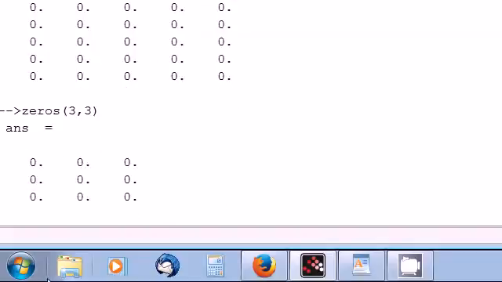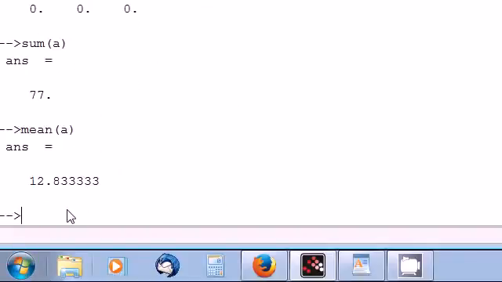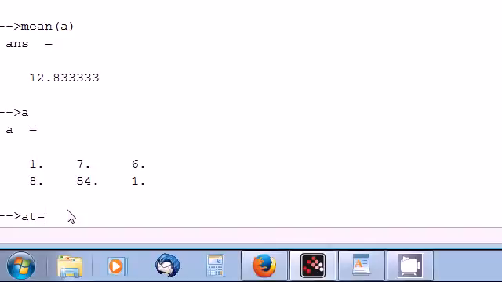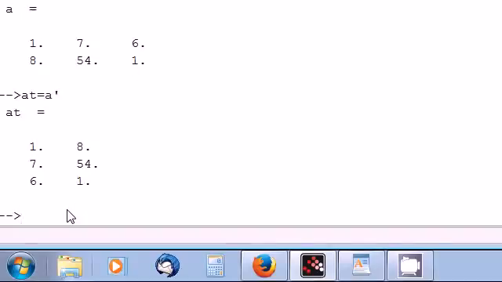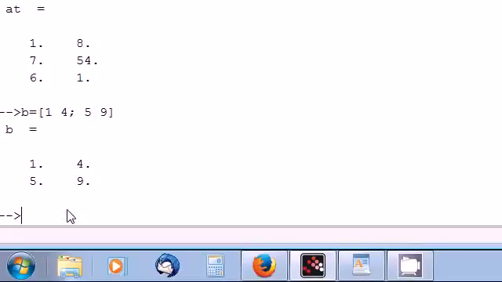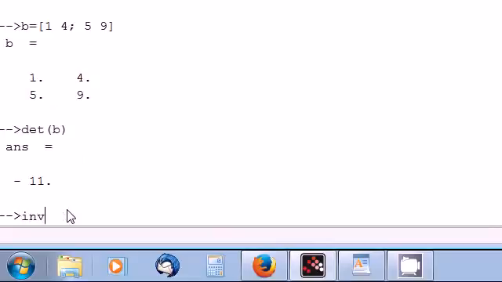Let's first of all again write A matrix and the transpose of the A matrix simply using this symbol, and here is the transpose, simply the rows and columns changed. And then the determinant of the matrix, but for the determinant we need a square matrix, so I'm going to create one square matrix. So determinant B, and for inverse as well we need a square matrix, and inverse B.